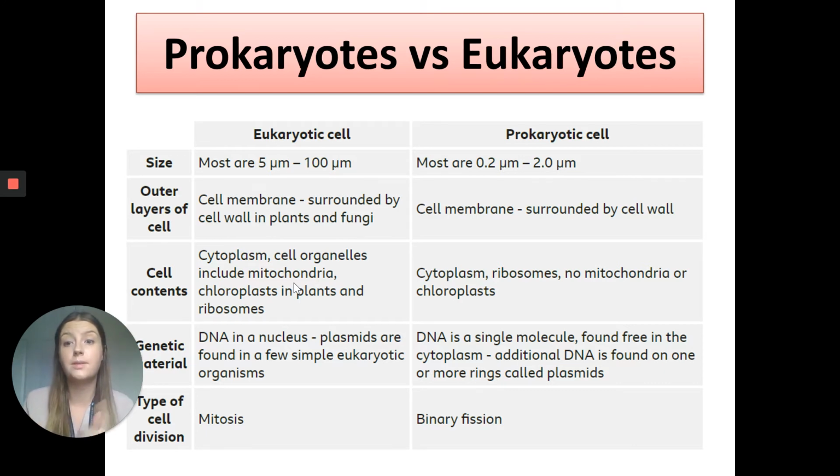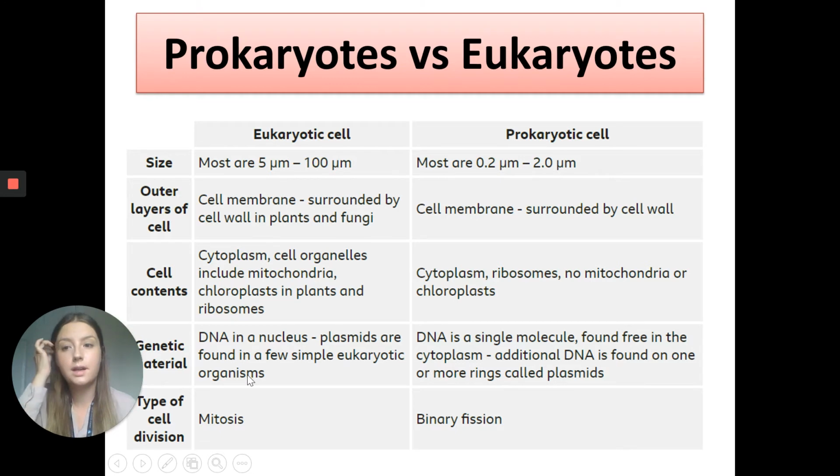Okay, so things like the mitochondria and chloroplast. Now, prokaryotic cells have a cytoplasm, they have ribosomes because they still need to synthesize those proteins, but there's no mitochondria and there's no chloroplast present there. They're those membrane-bound organelles that we were talking about earlier.